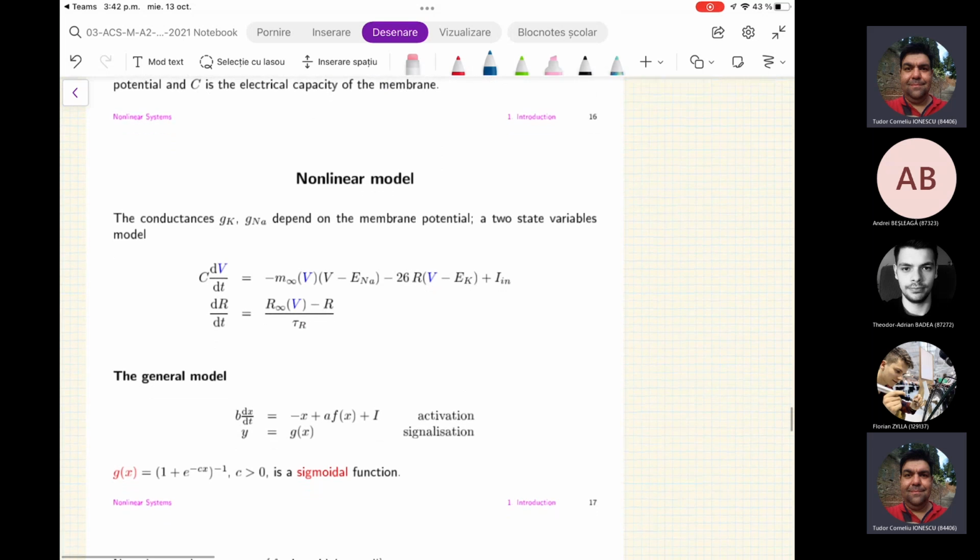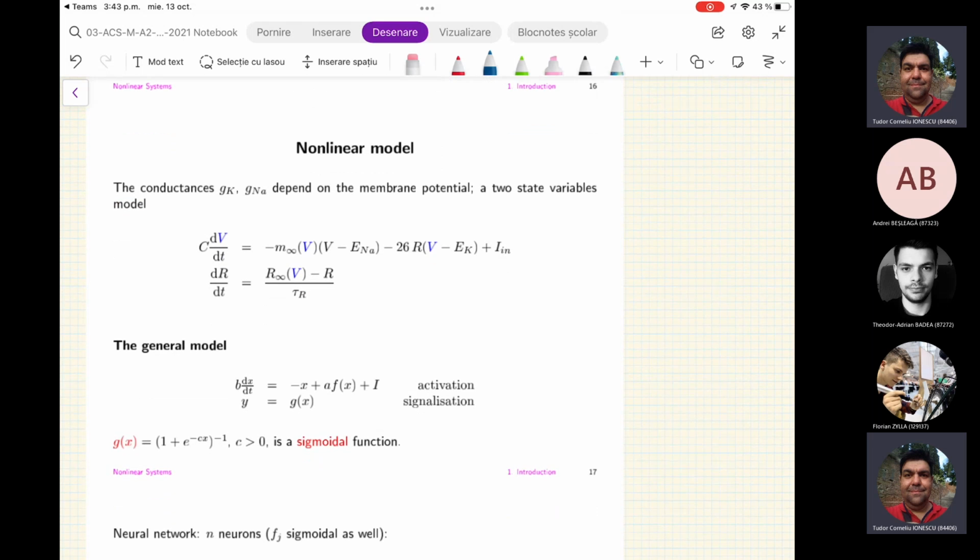Let's go further and have a closer look. The conductances, it says here, g_K, potassium, and g_Na, sodium, do depend on the membrane potential. So they are functions of the potential. So this is nonlinear. It's not easy, of course. It's a very difficult way to write this model. A two-state variable model, like this one here.